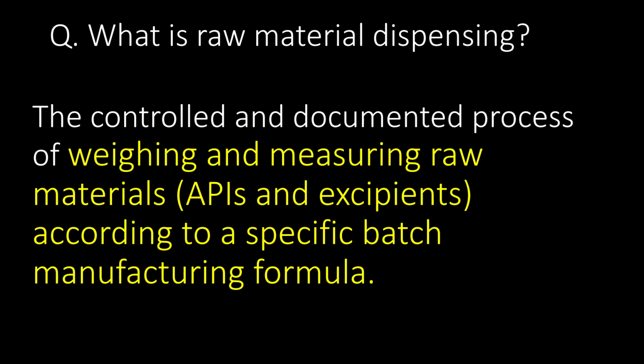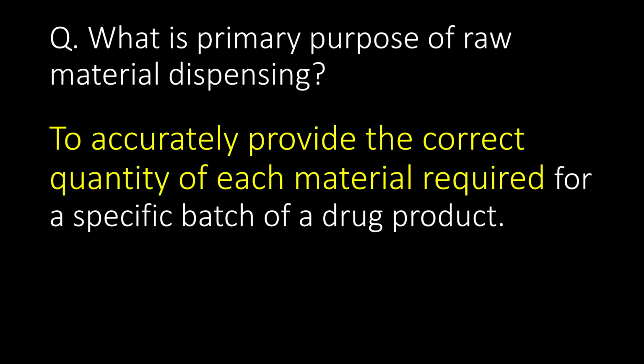Welcome. Starting with a very basic and important question. What is raw material dispensing? Raw material dispensing is the controlled and documented process of weighing and measuring raw materials, that is APIs and excipients, according to a specific batch manufacturing formula. What is the primary purpose of raw material dispensing? The primary purpose is to accurately provide the correct quantity of each material required for a specific batch of a drug product.